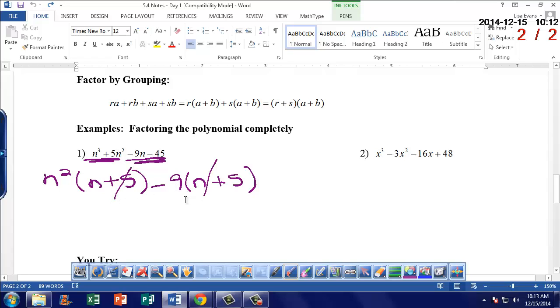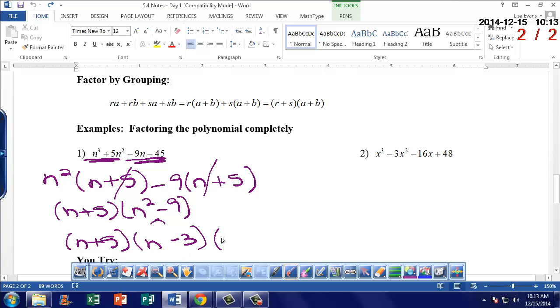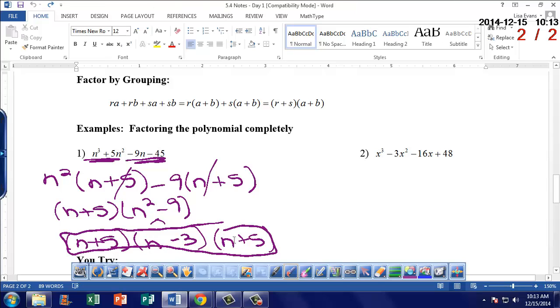Then we factor out the common parenthesis, and we write our leftovers in the next parenthesis. Now, I'm not done because this is difference of squares. So go ahead and factor further. This is n plus 5, and then n minus 3, n plus 3. If you have a different order of the parentheses, that's okay. It doesn't matter because multiplication is commutative. So if you have it written as n plus 3 times n minus 3 times n plus 5, fine.